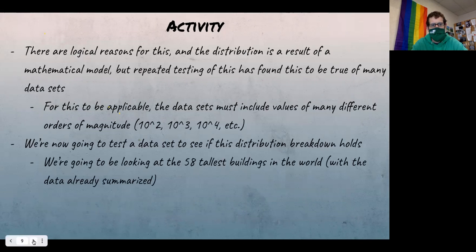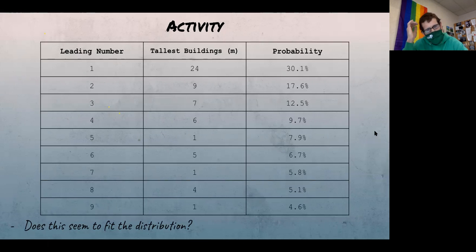We don't have the actual probability breakdown; we're going to see that in a second. But this is what the distribution should be if Benford's law is true for tallest buildings. Does it seem like it fits that? You don't have to do the math to figure it out, but does it seem like it fits pretty closely?